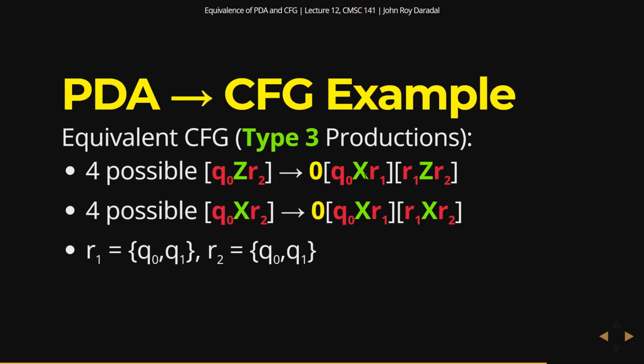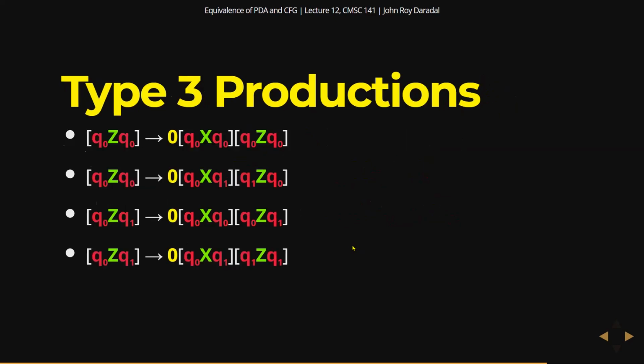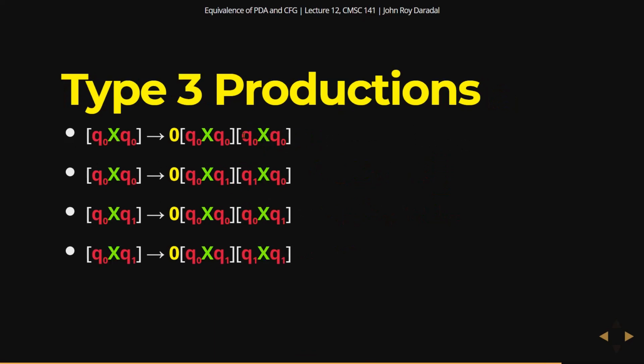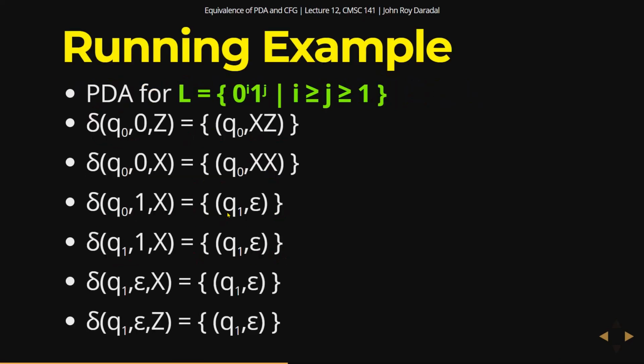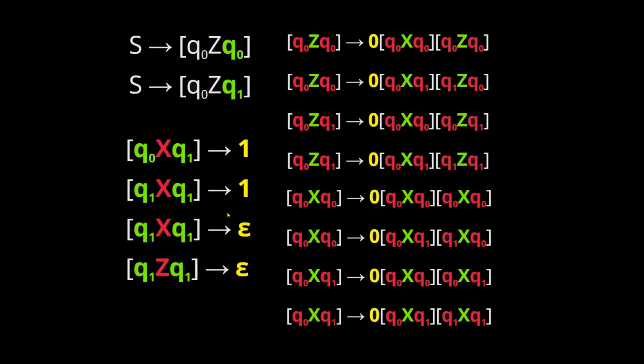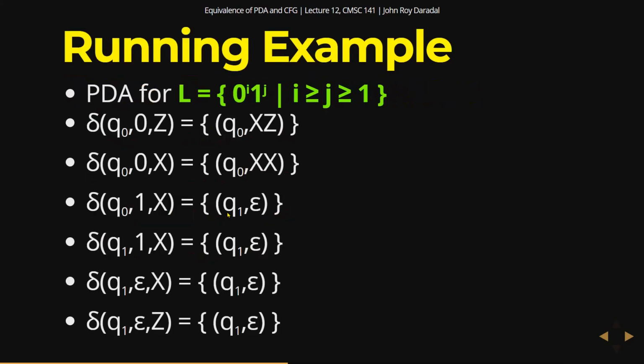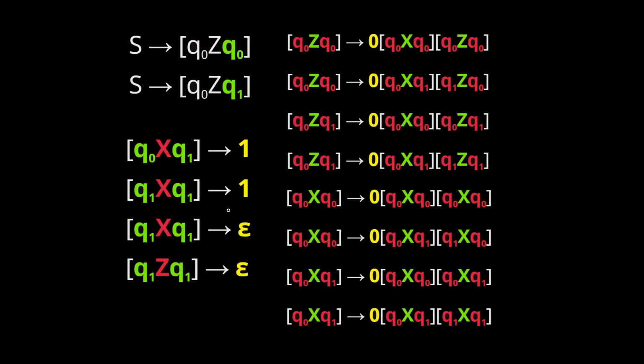So if you actually replace R1 and R2 with the possible Q0 and Q1s, this would be the whole list of productions. So if you put all of that together, okay, wait. Oh, it's here. So if you put all of that together, it would be this one.